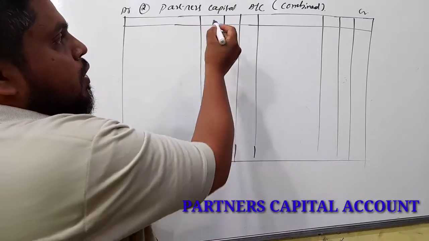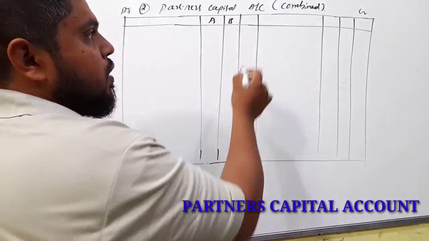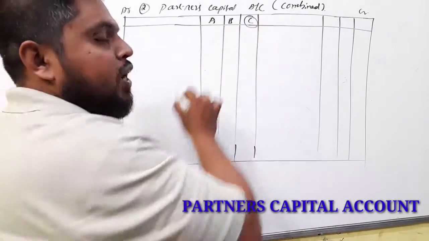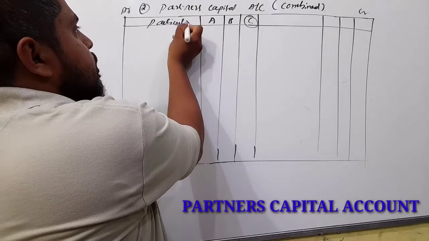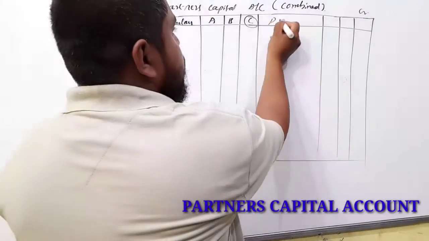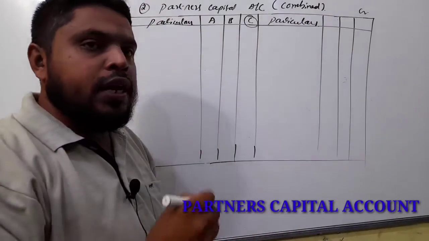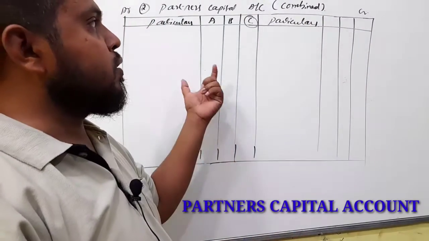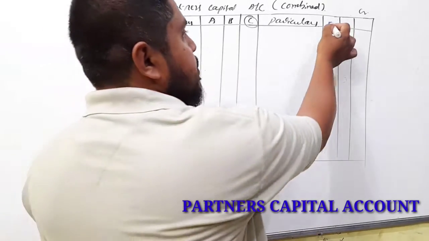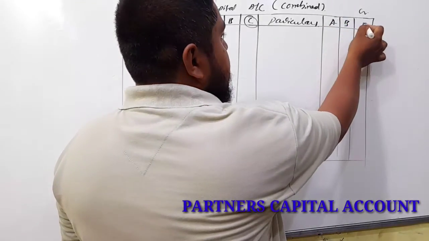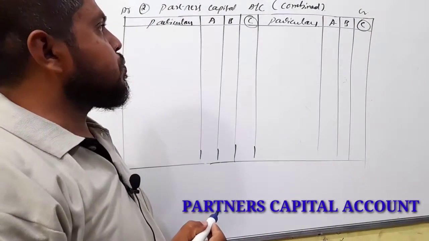Now, assume A and B are old partners, and C will be considered as a new partner. Under partners capital account, any transactions or any entries related to partners, those entries you have to pass here. So, that is partners capital account. A, B, C will be considered as partners.